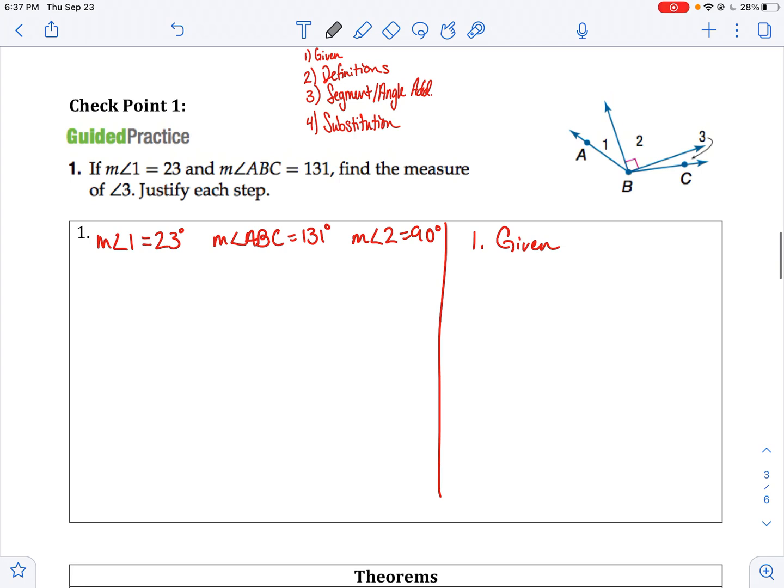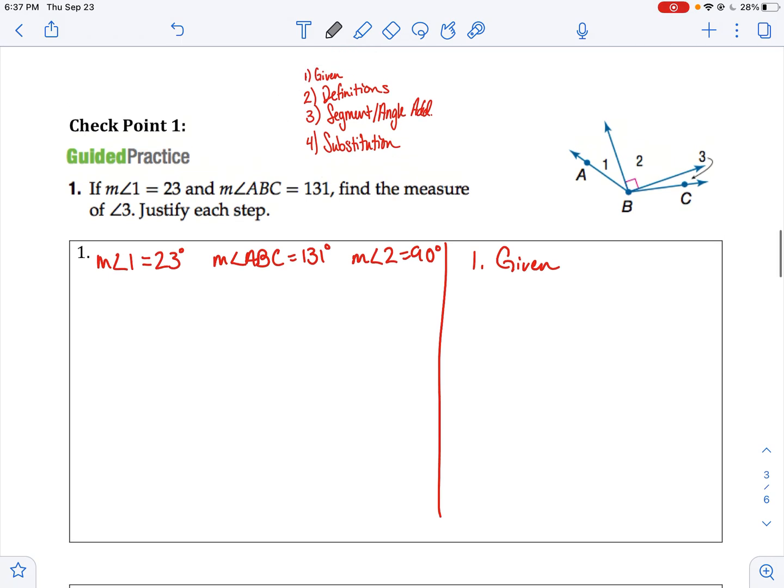I'd like you to try this proof on your own if you can. Again, look at your heuristics, your 4 steps, your algorithm to proving. There are no definitions that we can use, so we're going to have to skip straight to the segment and angle addition postulate. Angle addition says that measure of angle 1 plus measure of angle 2 plus measure of angle 3 equals the whole thing, measure of angle ABC. That's not the segment, that's the angle addition postulate.